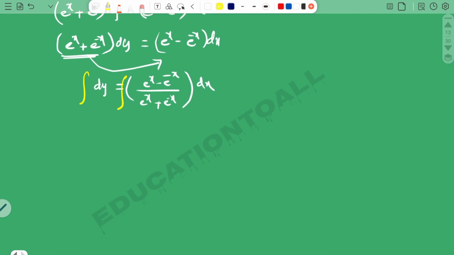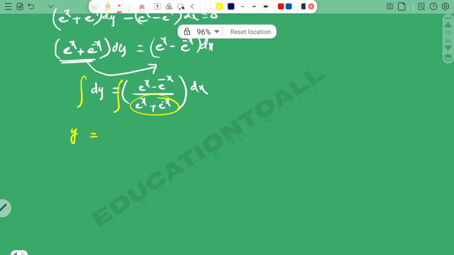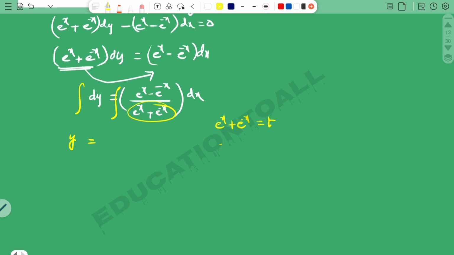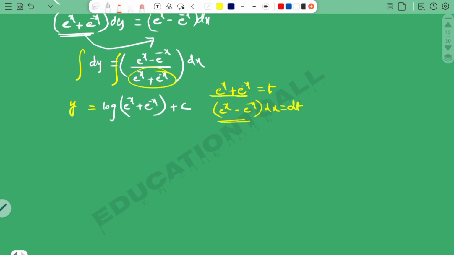Integration. Then integral dy, which is equal to y, which is equal to integral of, observe the f dash of x and f of x, where f of x is considered as this one. If e power x plus e power minus x is considered as t, then its differentiation, e power x differentiation is e power x, but e power minus x, so minus of e power minus x into dx, which is equal to dt. Then can I say that if this is f of x and this is f dash of x, therefore I can write logarithm of e power x plus e power minus x plus c. So we require y value, therefore y is equal to log of (e power x plus e power minus x) plus c. Therefore this is the required general solution of the given question.